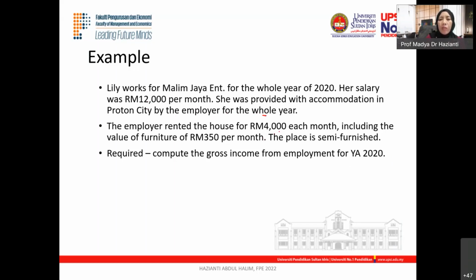The employer rented the house for 4,000 each month, including the value of furniture of 350 per month. The place is semi-furnished. You must remember, kita nampak benefit Lily dia dapat but rumah tu employer dia sewa, so employer dia yang bayar sewa dekat tuan rumah tu lah. And the rent for the house is 4,000 each month, including the value of furniture of 350 per month. Remember calculation kita tadi, yang ni kita ada defined value kan? Defined value ni ialah harga sewa. Okay. So you are required to compute the gross income from employment for year of assessment 2020.